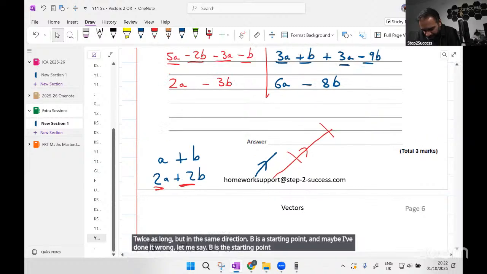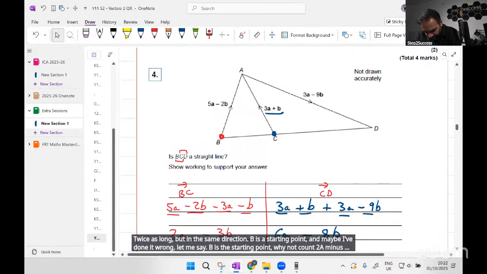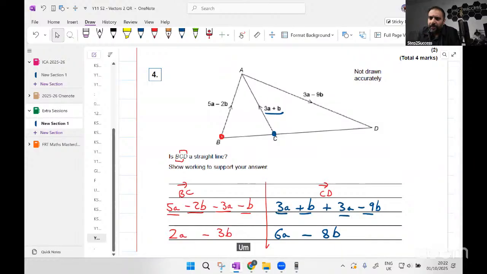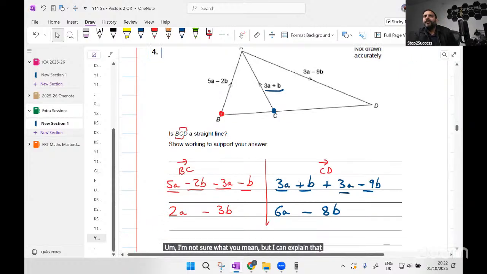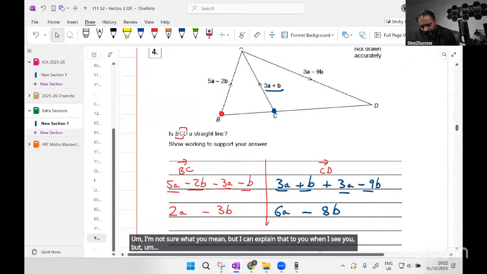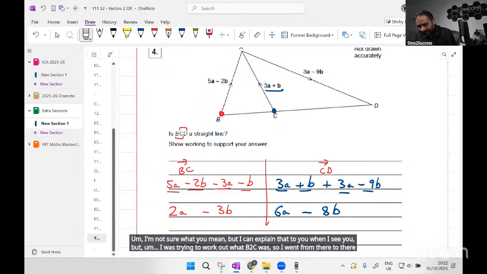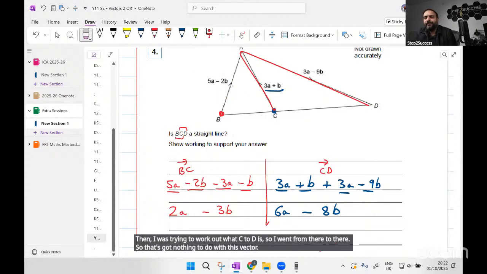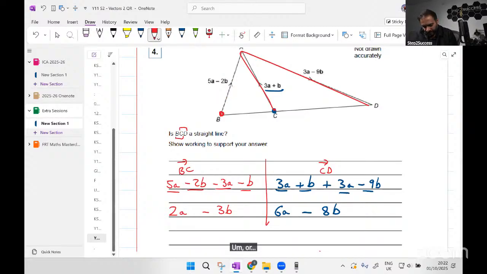Why not count 2a minus 3b? I'm not sure what you mean, but I can explain that to you when I see you. I was trying to work out what B to C was, so I went from there to there. Then I was trying to work out what C to D is, so I went from there to there. So that's got nothing to do with this vector. Oh, I see what you mean. So you're saying that B to C is 2a minus 3b, so why not look at that?